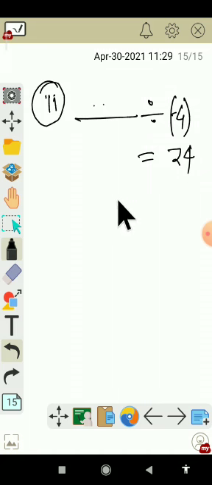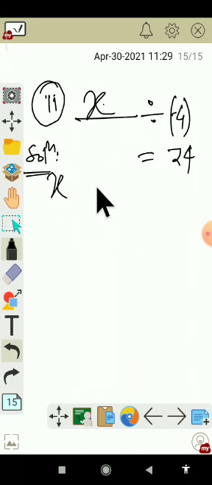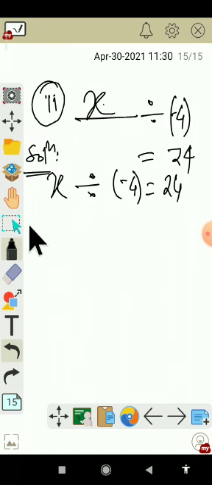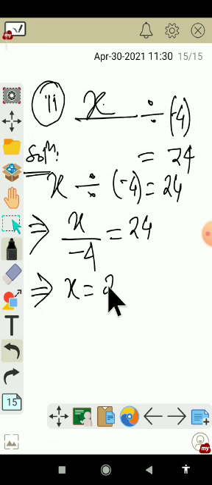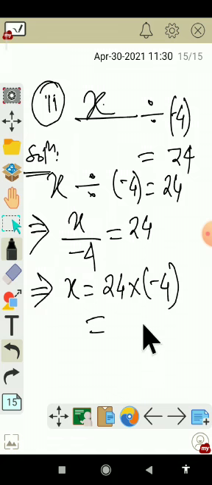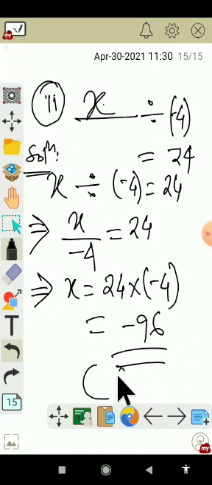Next, if the question is like this, what we have to divide by -4 that will give as a result 24. Suppose this number is x. So the solution we write is x divided by -4 equal to 24. So x will be equal to 24 into -4. That means -96 is the answer here.